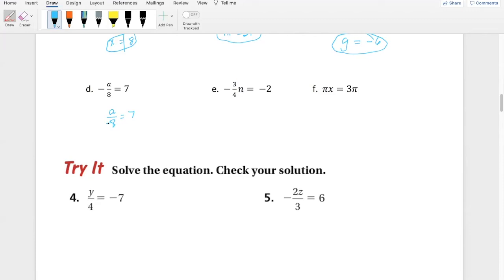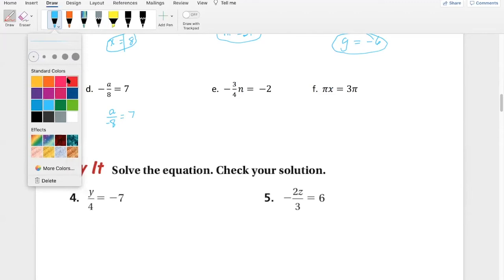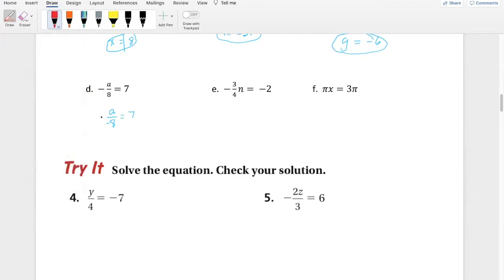My inverse operation that would cancel dividing by negative 8 would be to multiply by that same amount. And I want to multiply by the negative as well. So I'm going to multiply by negative 8, and I can also think of that as over 1. Whatever I did to one side, I'm going to do to the other. I want to multiply this side by negative 8, or negative 8 over 1 as well.